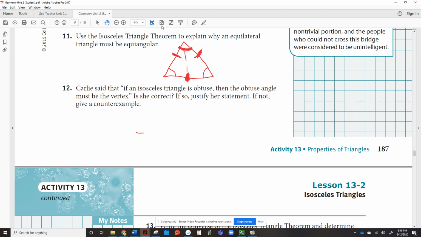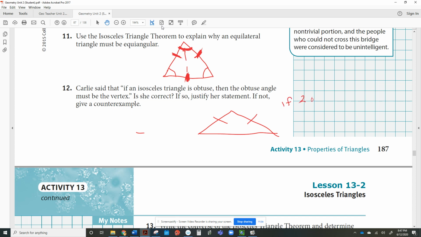Carly says that if an isosceles triangle is obtuse, that's pretty easy to draw. Isosceles, these two sides are the same, and this is definitely obtuse. She's saying that this must be the vertex angle. Is she correct? Absolutely. Because why? You can't have two obtuse angles.